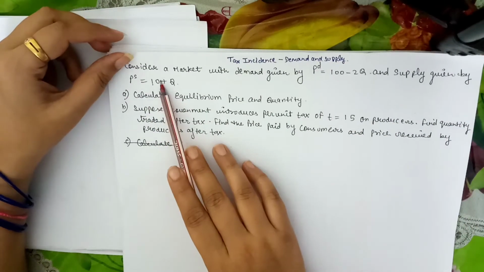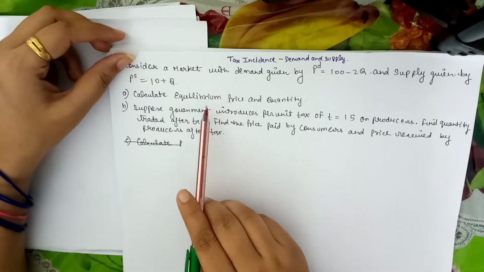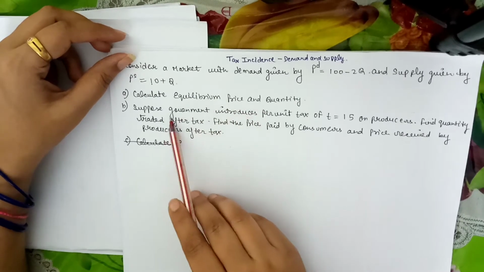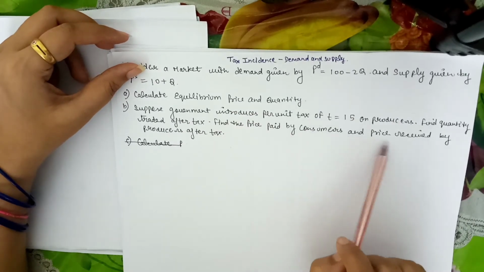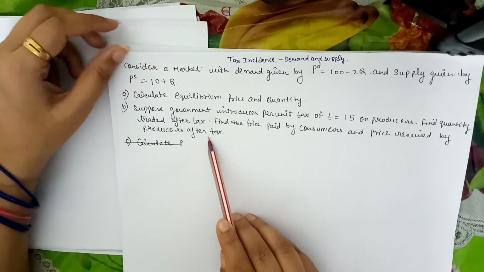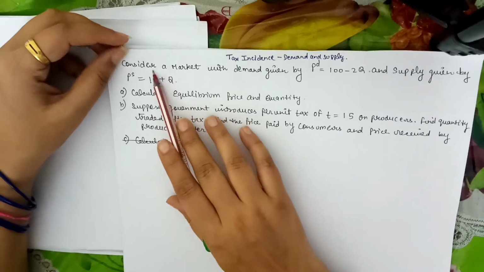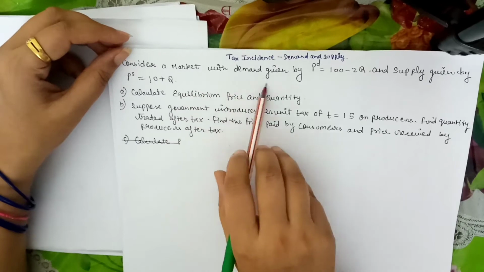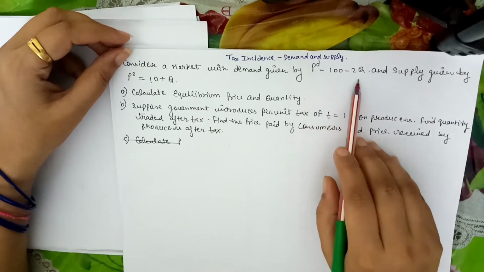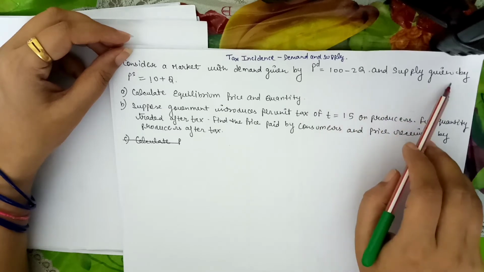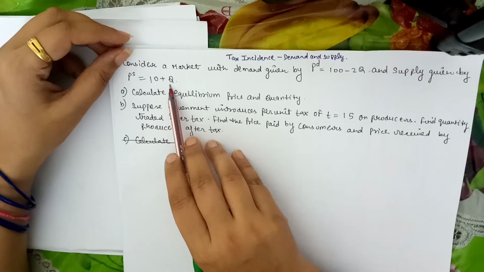So here I have taken one numerical with the help of which we will learn how to calculate the equilibrium price and quantity, and how to calculate the price paid by the consumer and price received by the producers after tax. Consider a market with demand function given by price equals 100 minus 2q, and the supply function is given by price equals 10 plus q.